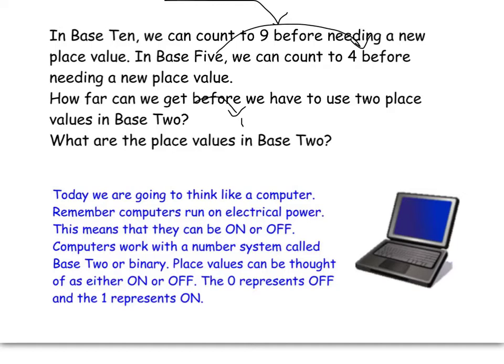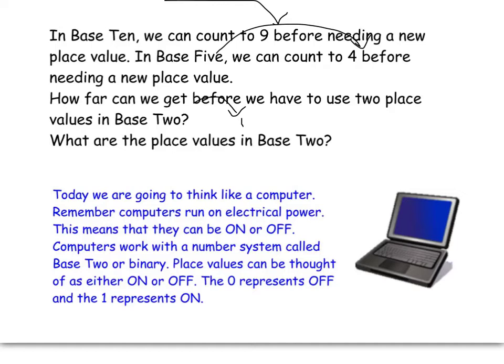But let's learn in blue, we're going to read the blue lettering, why this is important and why in the world we are even paying attention to this today. It states, today we're going to think like a computer. Remember, computers run on electrical power. This means that they can be on or off. Computers work with a number system called base 2 or binary. Place values can be thought of as either on or off. The 0 represents off and the 1 represents on.